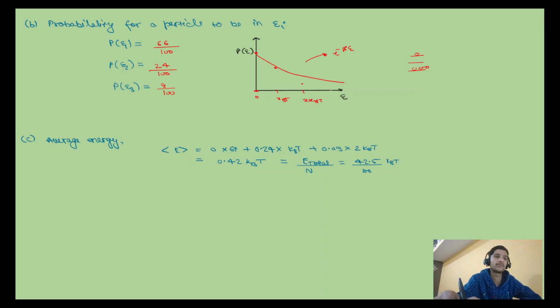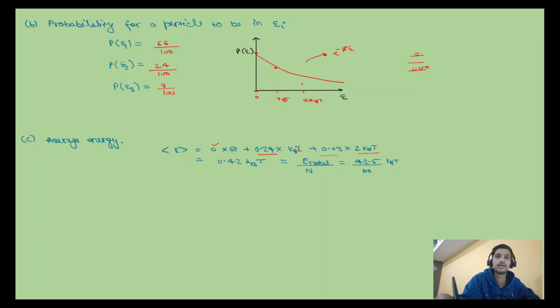Now let's try to find the average energy. You can multiply the probability of each of these states with the energy. So in the first state, the energy is 0, and the probability is around 66 or 67, let's say. In the second, the probability is around 24 and the energy is kBT, and then 9 and 2 times kBT.